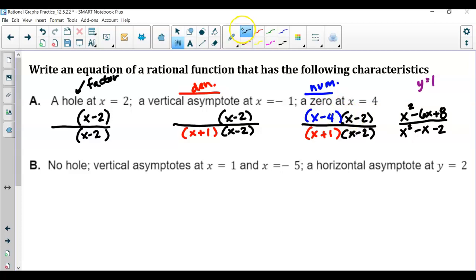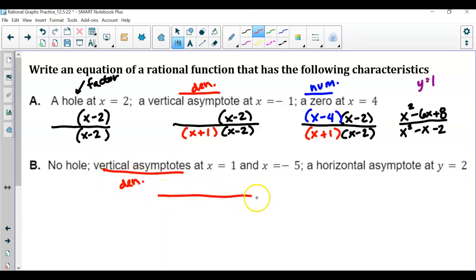And here we go. So first off, there's no hole, which means there is no common factor. So we need to keep that in mind. So I'm going to go to the next. Vertical asymptotes. So this came from the denominator.